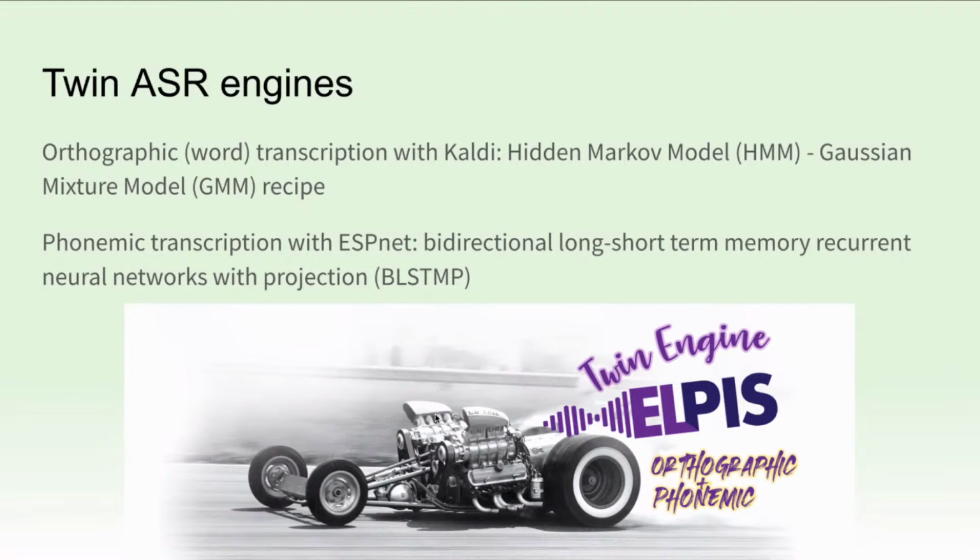Kaldi uses these hidden Markov models and Gaussian Mixture models. It's a very basic recipe. It's one of the oldest, sort of 10-year-old recipes. It's not a neural network, but it was selected because these HMM GMMs still work very well when you've got low quantities of language data to train upon.